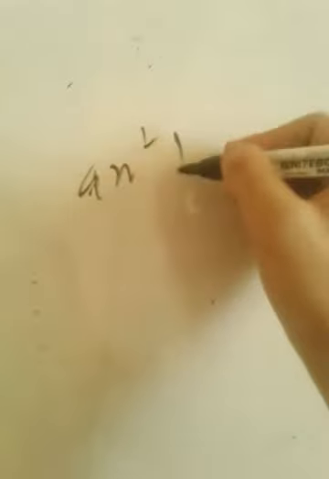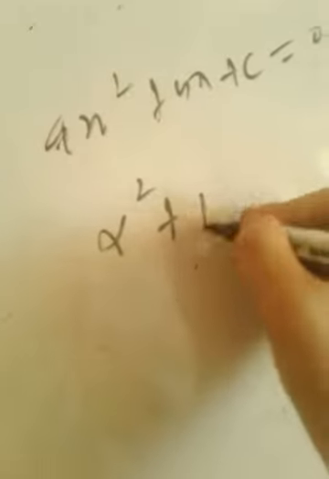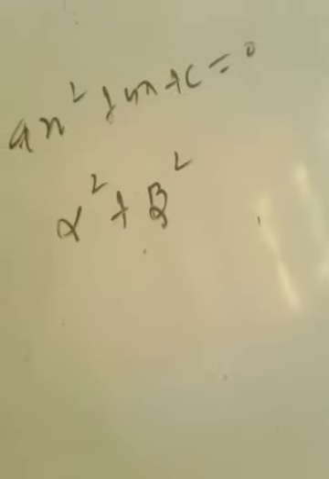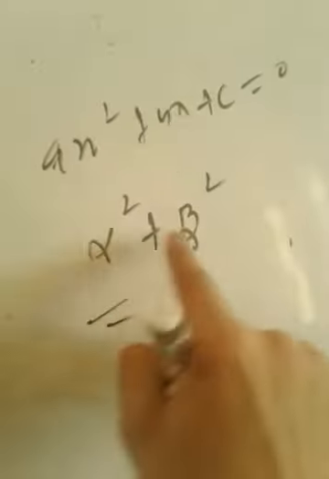Another question was a very important question. Alpha and beta are the roots of the quadratic equation ax square plus bx plus c equals 0. So this is a quadratic equation, so it has two roots, alpha and beta. You are supposed to find alpha square plus beta square. Remember this, alpha square plus beta square.